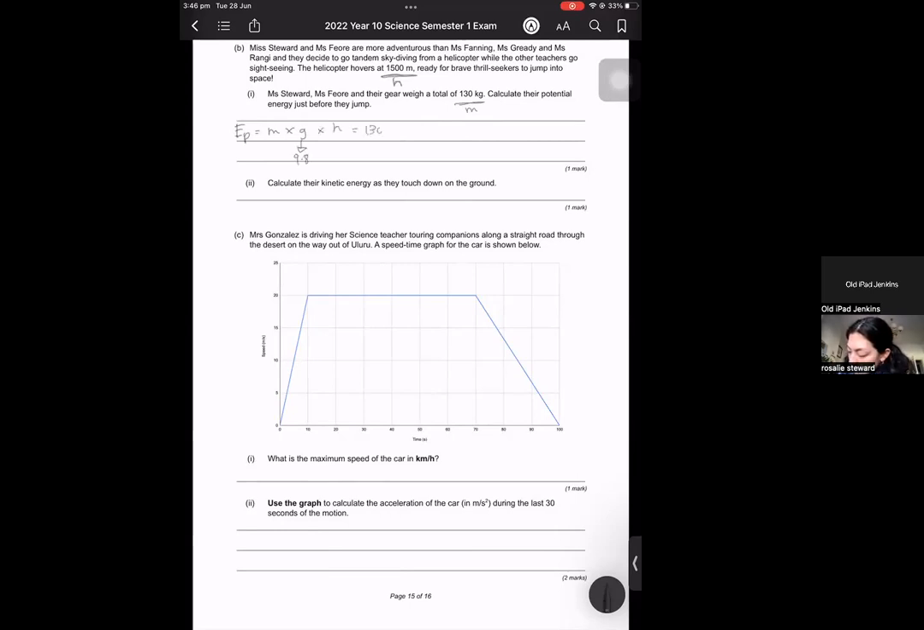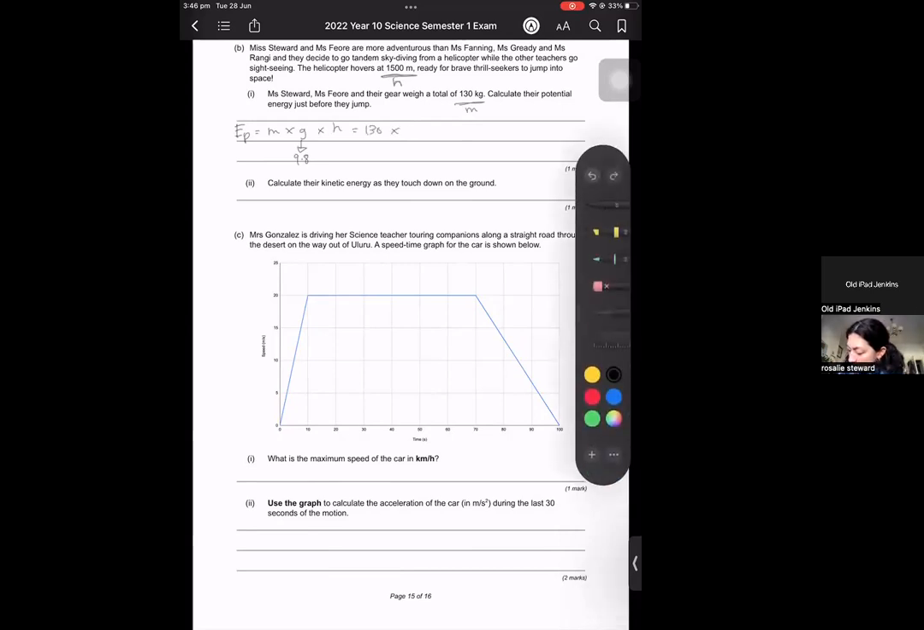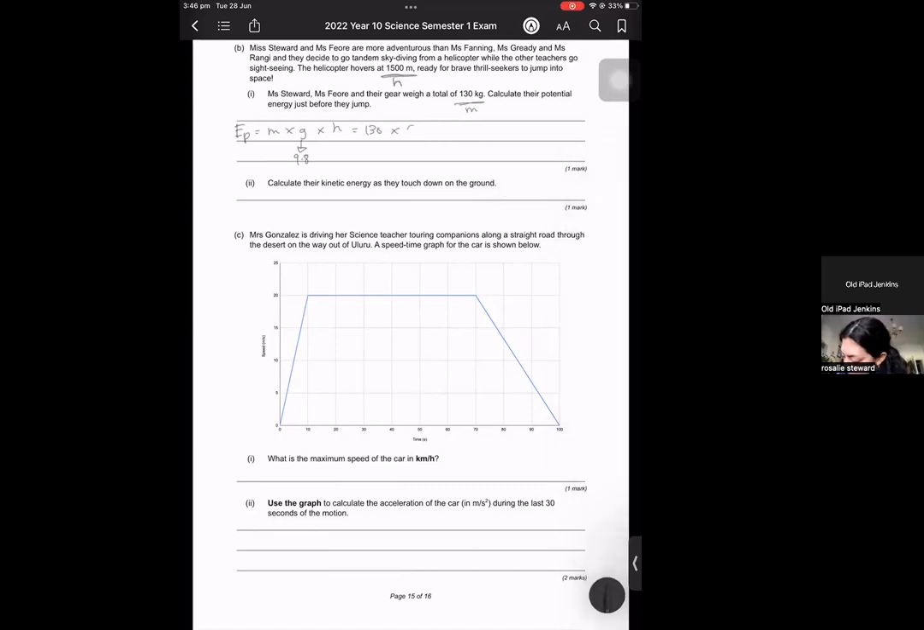So it's 130 times 9.8 times a height of 1500. And let's make sure they're all in the right units. Yes, mass is in kilograms. Yes, height is in meters. Let me just calculate. So this answer is 1,911,000 joules. We can say 1,911 kilojoules. Either one of those would be correct.